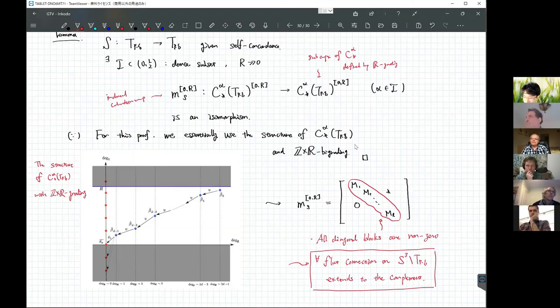Other questions? So, just a question about the very last step. Is the point somehow that if I have a concordance from the torus knot to your knot K, we just double it to get a concordance from the torus knot to itself, and then use this principle? Is that somehow what you're saying, or is there something else going on?